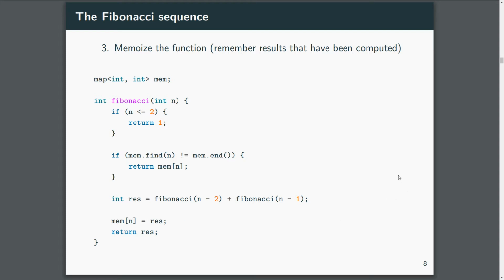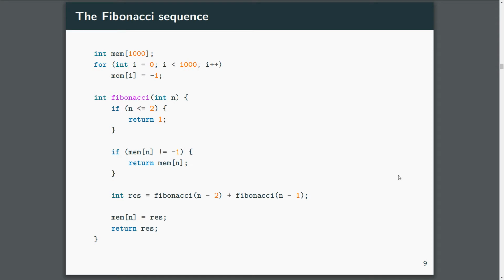Note that since our problem is just an integer, we could use an array, because our problem is an integer from 1 up to some number. So let's say the maximum number is 999. Well, then we can just have an array of size 1000.